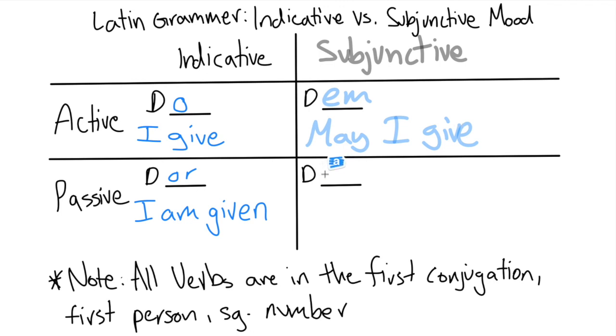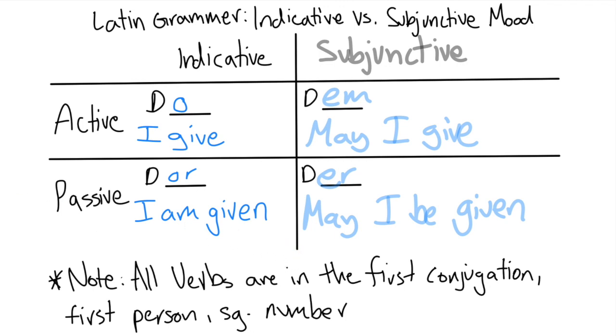The subjunctive passive of do is der, and it means may I be given. This would also be a good time to note that all of the verbs that you see are in the first conjugation, first person, singular number.